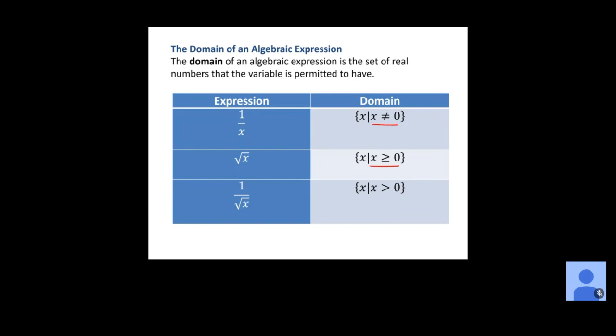So notice here we can have 0, right? Because the square root of 0 is just 0. We just can't have anything less than that. So everything has to be greater than or equal to 0.